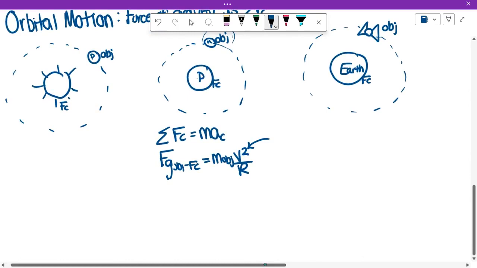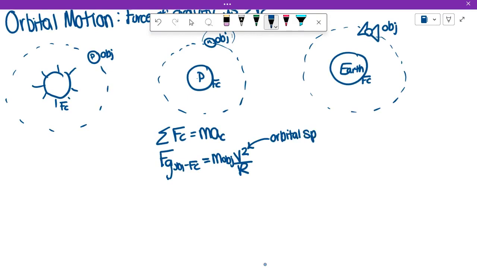This speed here is often called the orbital speed. Right? And remember, this r is the distance between centers. Okay? So it's not this distance here, right? It is this distance, right? So not the green line, but the red line. Right, so it's not like the height above the surface. We want the distance from the center.